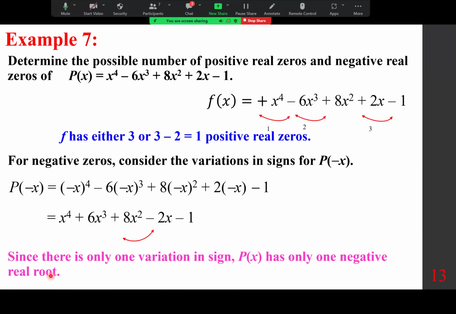So for a positive, we have either 3 or go down by 2 becomes 1. For this one, we have 1. So if we happen to have 3 and 1 here, the total is 4. But if we happen to have 1 here and 1 here, there is 2 more left. That must be complex: a plus bi and a minus bi.